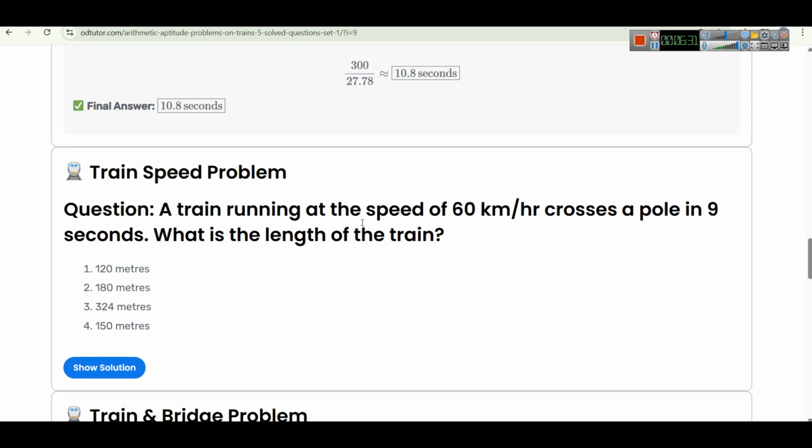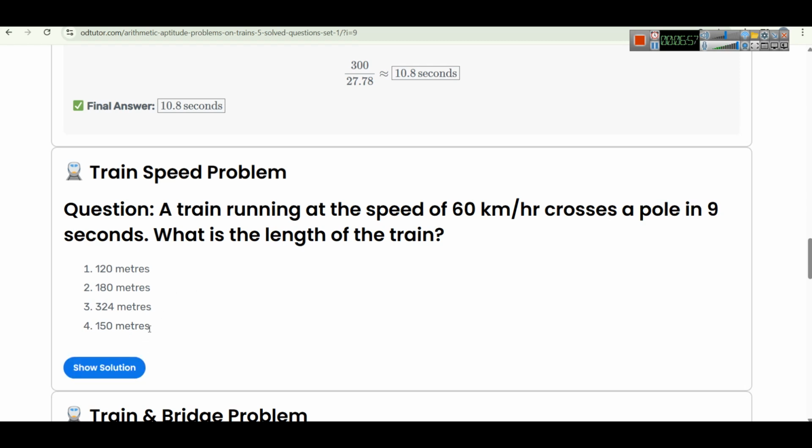A train running at a speed of 60 km per hour crosses a pole in 9 seconds. So in this case, when we talk about a pole, we consider that the distance or length or width of this pole is negligible. So it is simple. 60 kilometer per hour in 9 seconds it is passing.